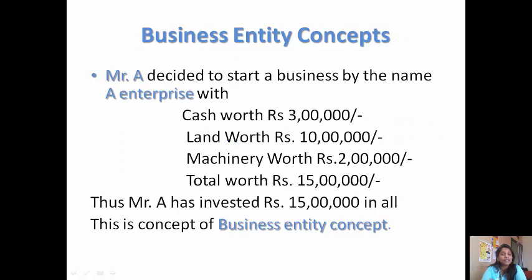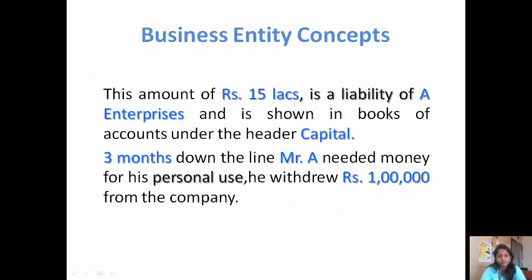Mr. A decided to start a business by the name A Enterprise with cash worth rupees 3 lakh, land worth rupees 10 lakh, and machinery worth rupees 2 lakh. Thus, Mr. A has invested 15 lakhs in all. This is the business entity concept. The amount of 15 lakhs is a liability of A Enterprise and is shown in the books of account under the header capital.